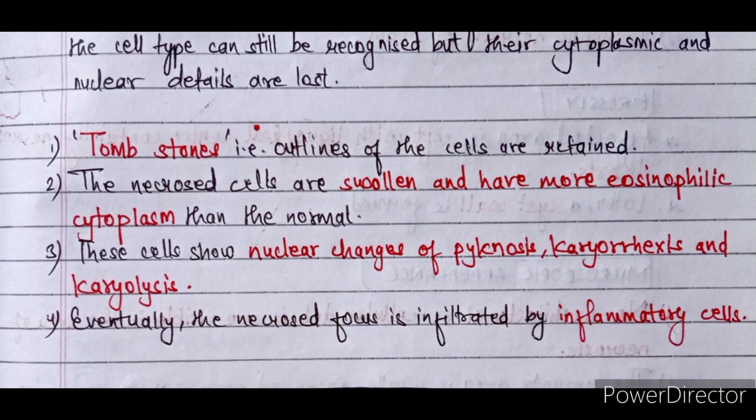Number one morphological change that we can see is that tombstones, that is outlines of a cell, are retained. Second, the necrosed cells are swollen and have more eosinophilic cytoplasm than the normal. Third, these cells show nuclear changes of pyknosis, karyorrhexis and karyolysis. Fourth, eventually the necrosed focus is infiltrated by inflammatory cells.